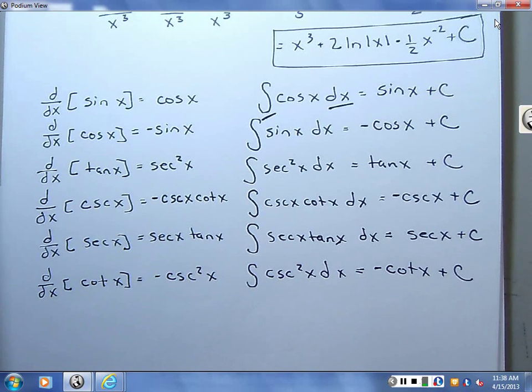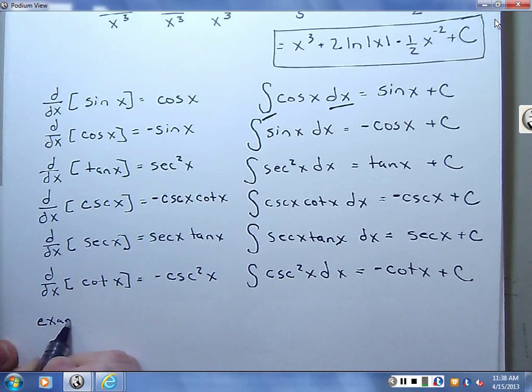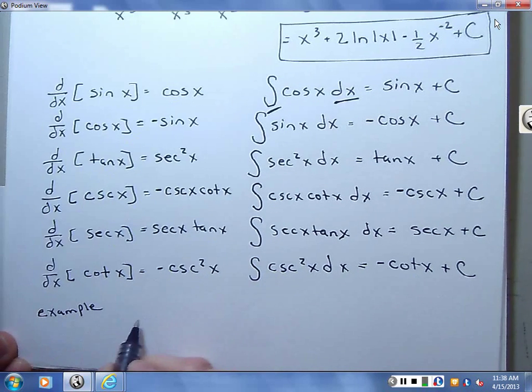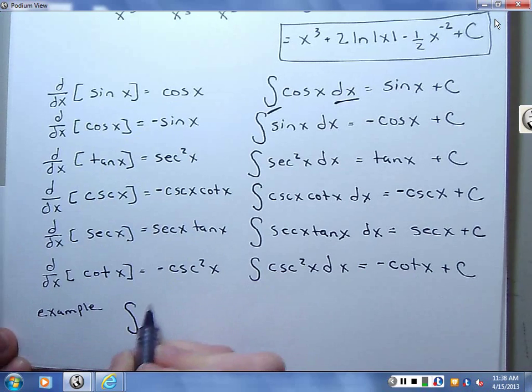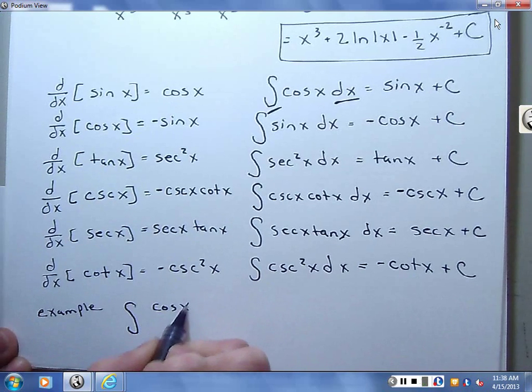So let's look at an example where it doesn't quite look like something you know, but it is something you know. So what is the integral of cosine of x over sine squared?